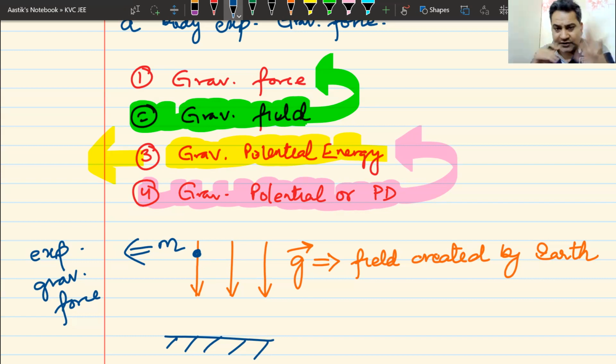Now, instead of thinking in terms of force, think of it in terms of energy. I'll draw the same diagram, but I'll draw it in terms of potential and potential energy.